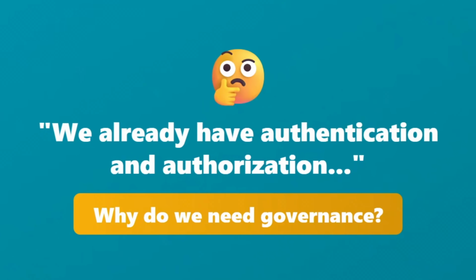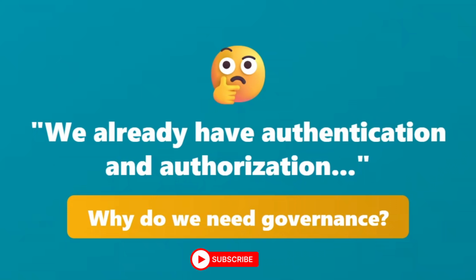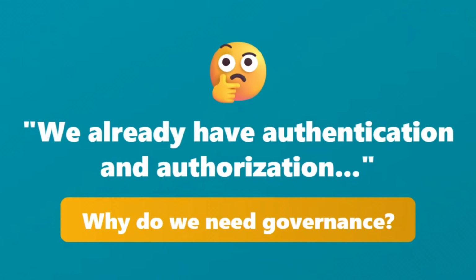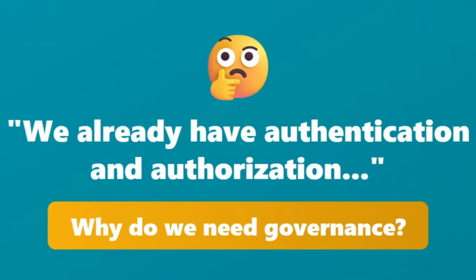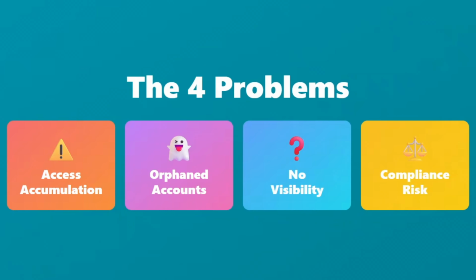Now, you might be thinking, we already have authentication and authorization that we have seen in the last video. The link is here on the top. But why do we need identity governance here? That's a great question. We have multiple problems like access accumulation, orphaned accounts, no visibility, and compliance risk. Okay, what do these terms mean? Let's go one by one.